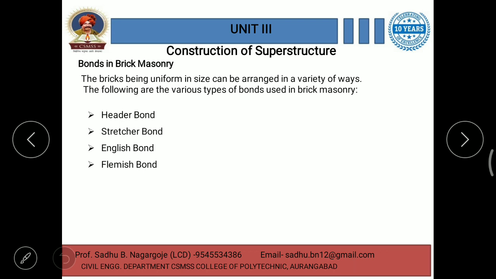So there are some bonds used while constructing brick masonry. These bonds are of four types. Let's see each type of bond in detail. The four types are header bond, stretcher bond, English bond and Flemish bond.